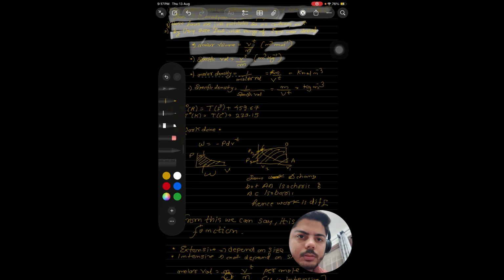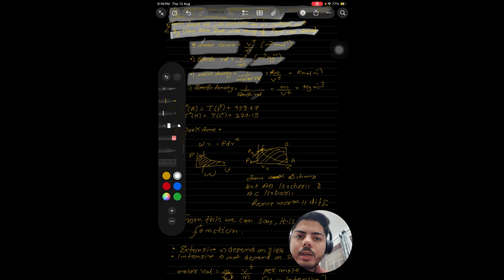What is the molar density? What is meant by the molar density? It's just a reciprocal of the molar volume. It means number of kilomoles per volume. That's simple. Just the reciprocal of the molar volume is the molar density.